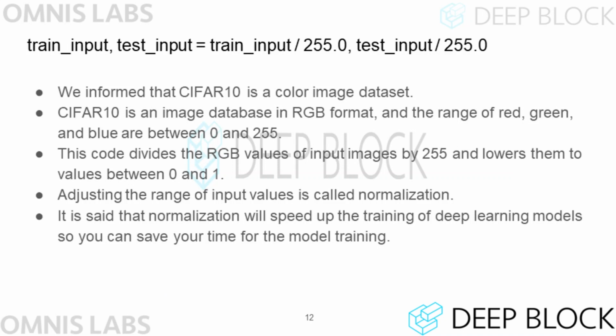Let me explain the code. First, let's look at the code in line 14. CIFAR-10 images are color images in RGB format. The value of each color is expressed as an integer between 0 and 255. When this value is divided by 255, the color values are converted to a value between 0 and 1. Adjusting the range of input data like this is called normalization. Normalization can reduce the training time of the neural network.